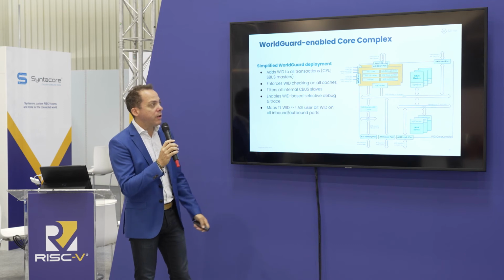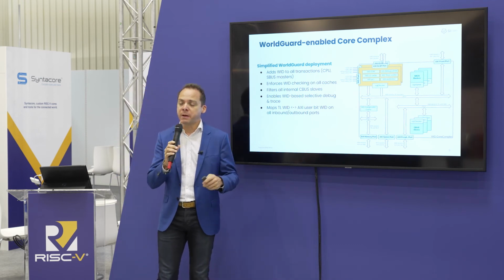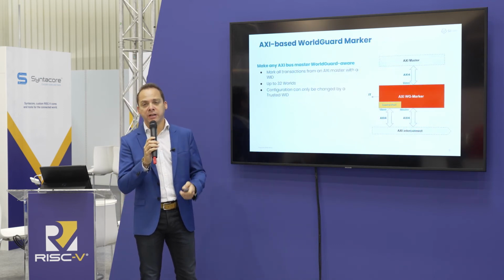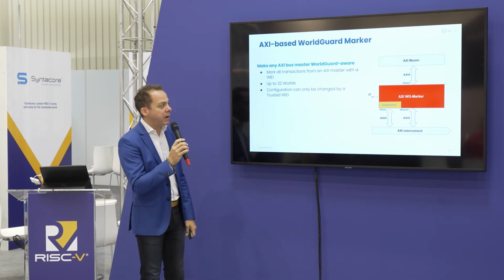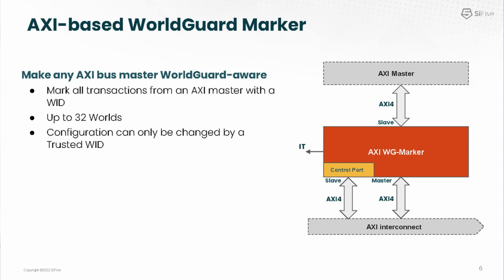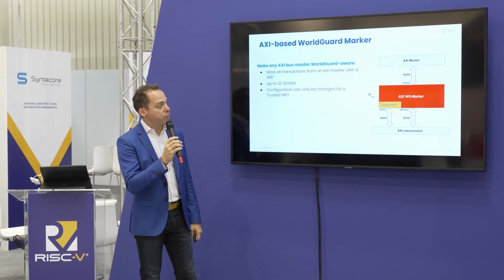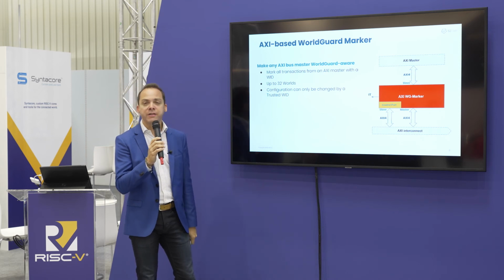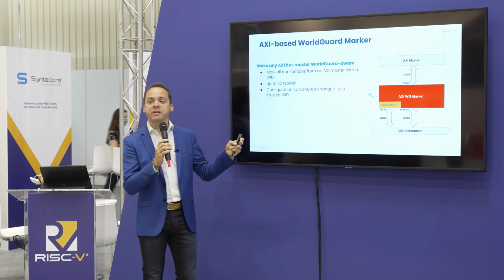We do the same now outside the core complex by also providing AXI-based gadgets. These are very simple gadgets where you will have the capability to tag and add a world ID to any random bus master you might have on your system that is using AXI. So the bus master is connecting to this marker through a slave interface, and then we connect to the AXI interconnect.